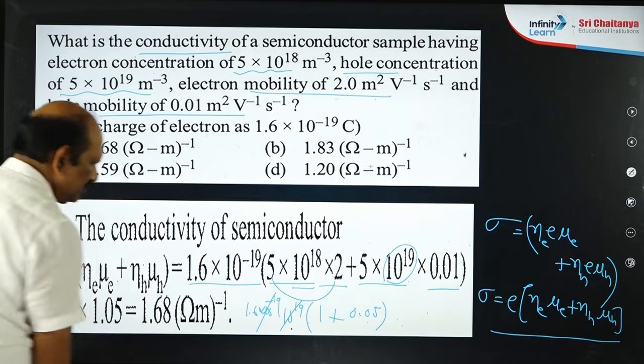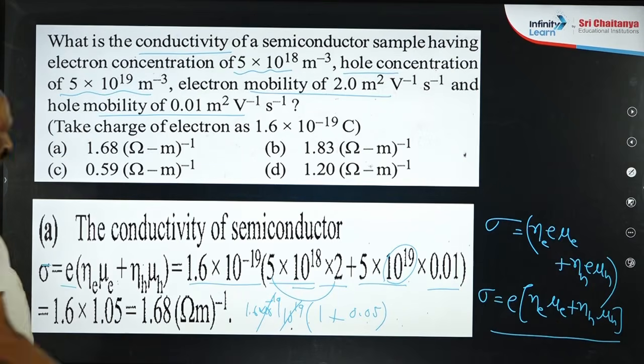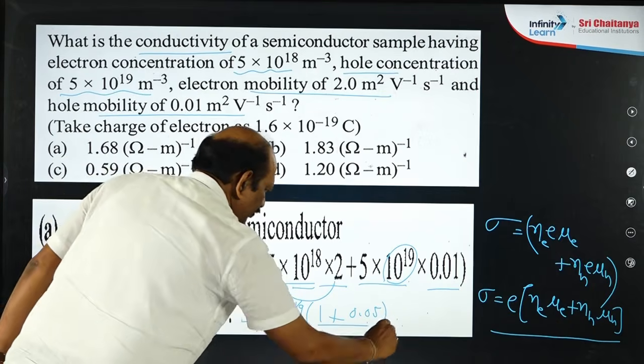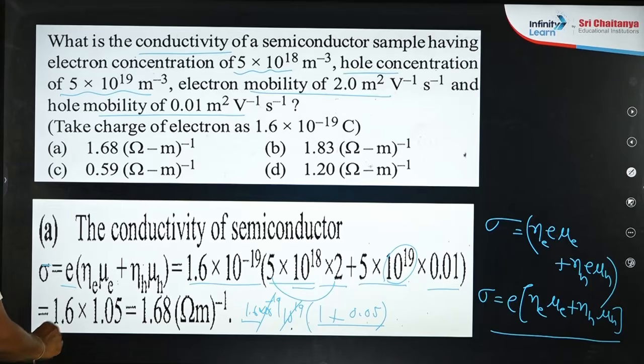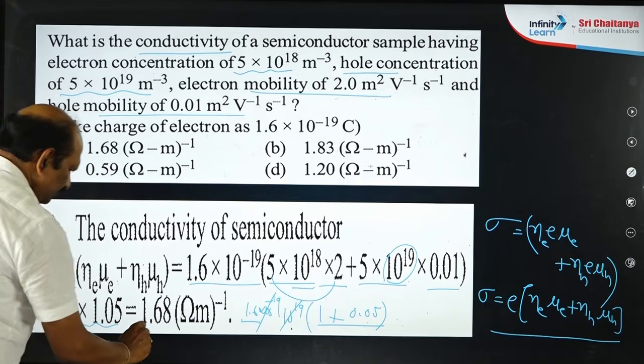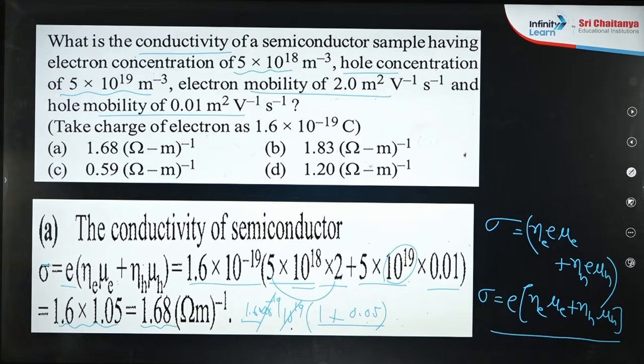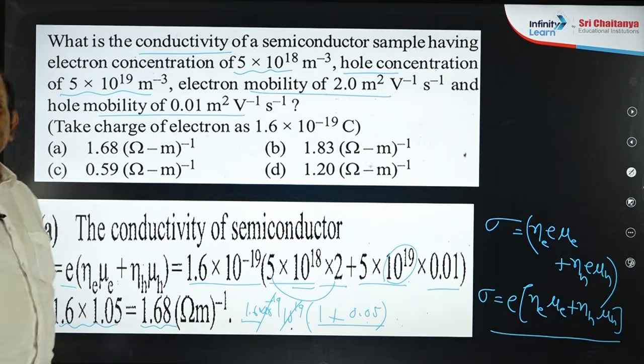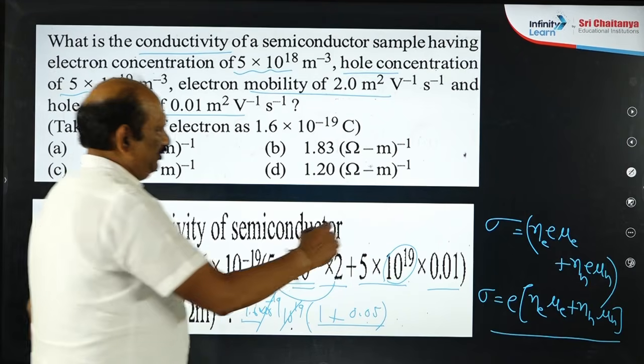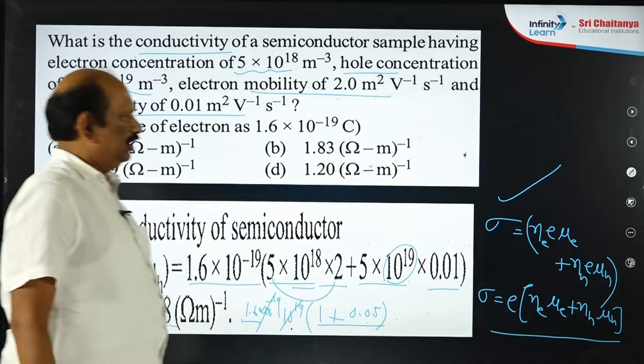Plus 19 minus 19 cancel. So 1.6 multiplied by 1.05. If we multiply, we will get 1.68 ohm meter inverse. Very, very important for the NEET exam. This conductivity, very, very important. Okay, Nana. Next.